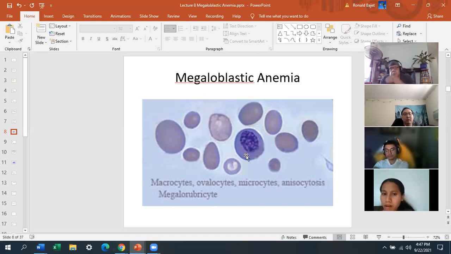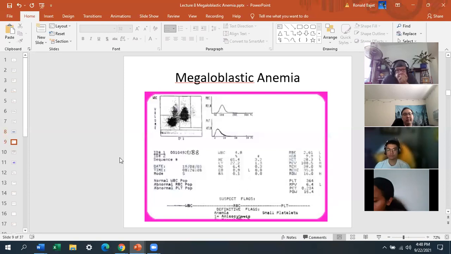This is an NRBC, I don't know if it is. It says here it's a megalorubrocyte. When you do the maturation sequences, you'll need to know the monocytic series and the myeloid series, but not the RBC series. Like I said, it's an NRBC, or nucleated red blood cell.